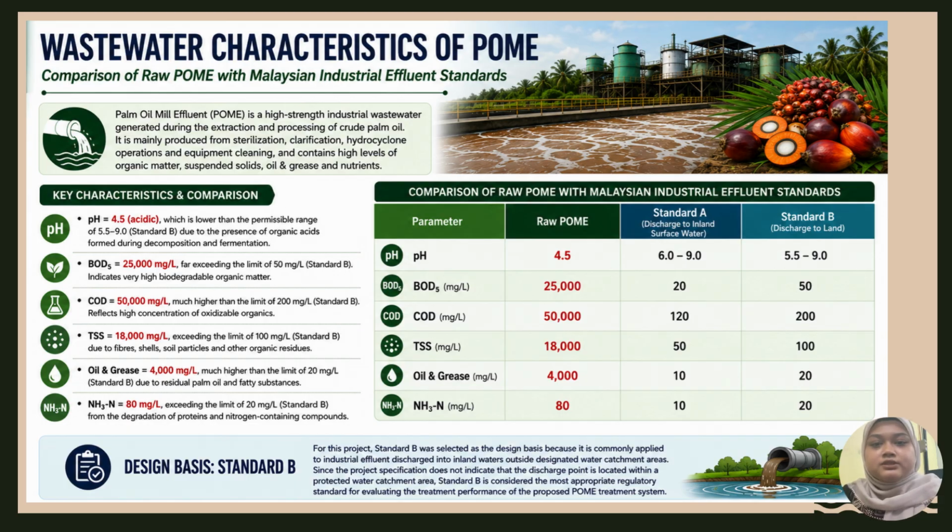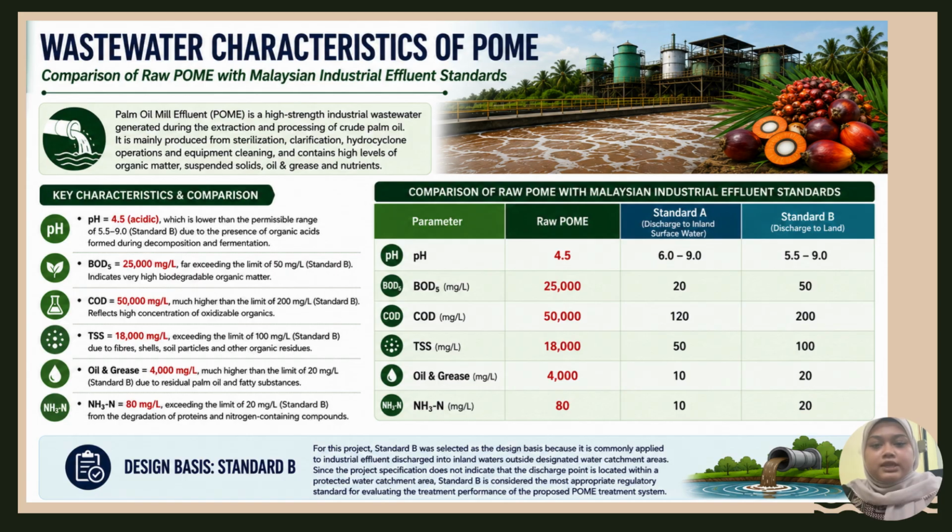In Malaysia, industrial wastewater discharge is regulated under two standards, Standard A and Standard B. Standard A is more stringent and applies to discharge into designated water catchments, while Standard B applies to discharge into inland water outside protected catchment areas. For this project, both standards were considered during the wastewater characterization stage.